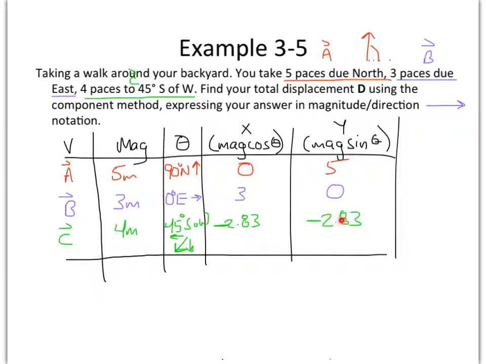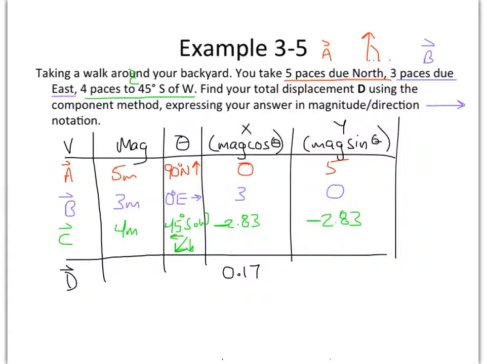So what we can do now, since we broke them all into components, is simply add them up, all right? We're going to find out what the components of vector D are, D being the resultant of A, B, and C. We're going to add them all up together. So let's add up the x column. Well, we've got 3 plus negative 2.83, right? What does that wind us up with? That winds us up with 0.17, the positive 0.17 for the x component of D.